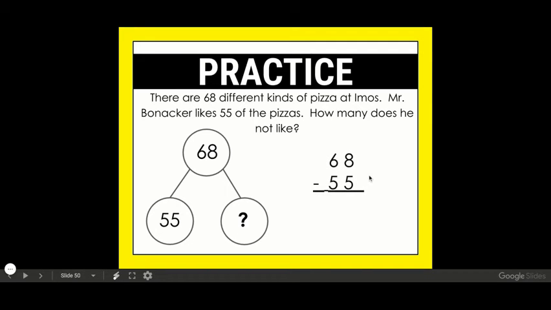So I'm going to set up the problem 68 minus 55. So I'm going to start with 8 minus 5 equals 3. 6 minus 5 equals 1. So Mr. Bonacker does not like 13 of the pizzas at Emo's.